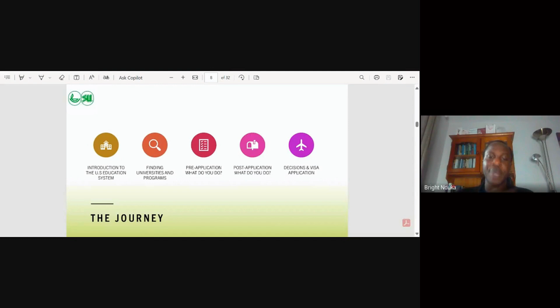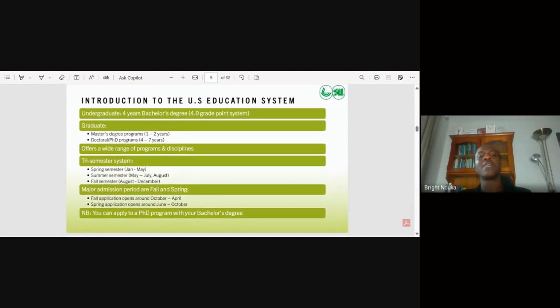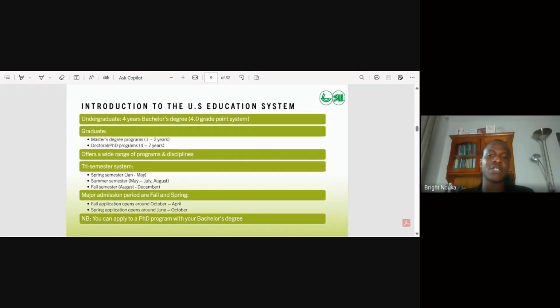So they have the pre-application period. What do you need to do for the pre-application period? Post-application period, what do you do? And then after a decision has been made, you've gotten your offer, and the visa application process, what do you need to do? So this is the way I'm going to structure this part of the conversation. Talking about the United States education system.